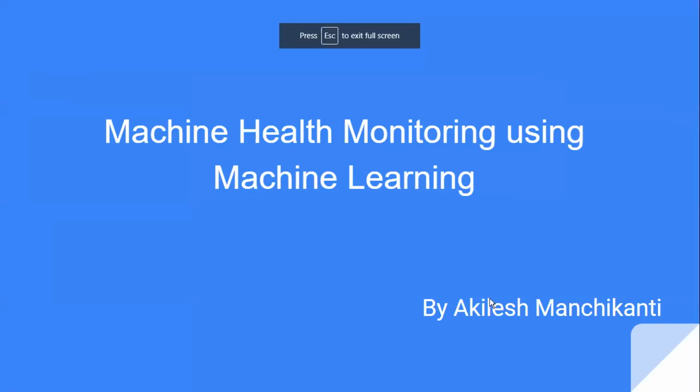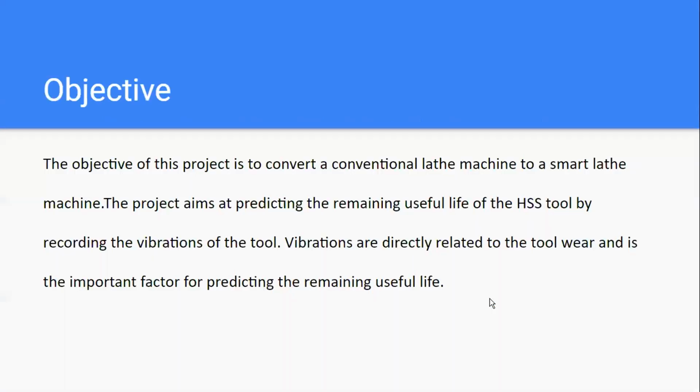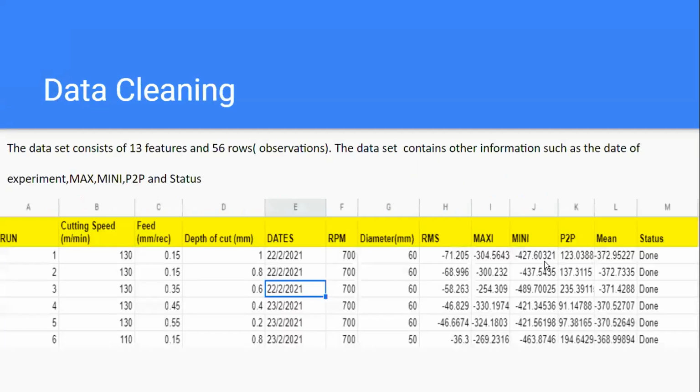Yes. So my project covers the machine health monitoring of a CNC machine of a particular tool using machine learning algorithms. The object of this project is to convert a conventional lathe machine to a smart lathe machine. The aim of this complete project is to predict the remaining useful life of the tool that is used for cutting. To predict the remaining useful life, the vibration data coming from the machine is an important factor. The first step is data cleaning. I obtained the data set from one of the MTech students who has worked on the lathe machine.